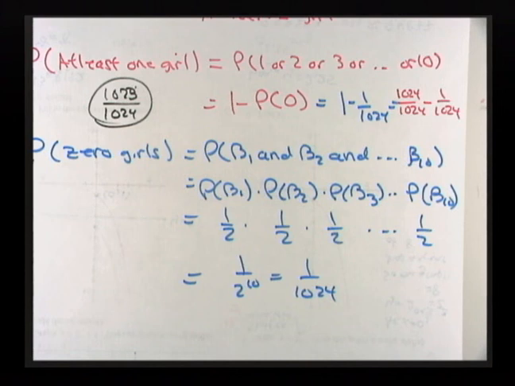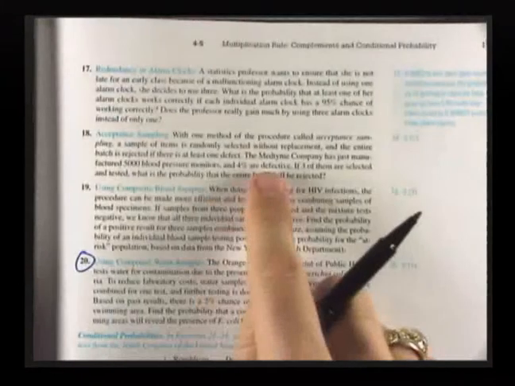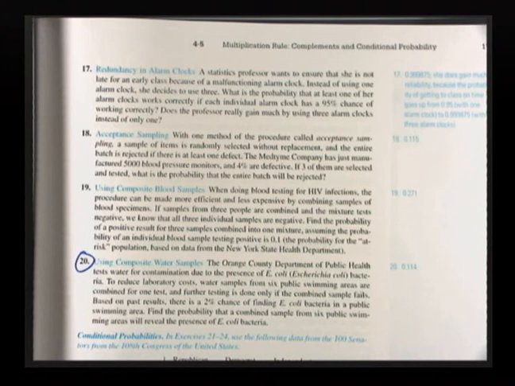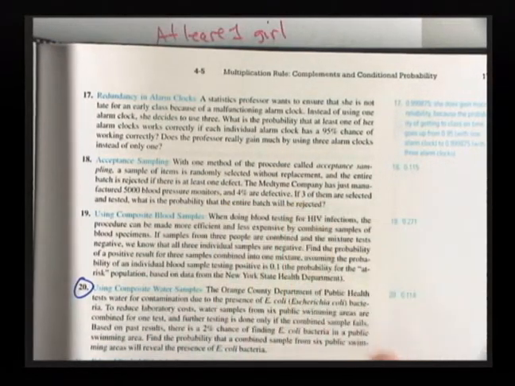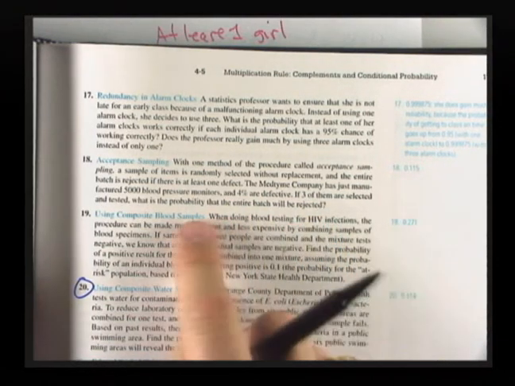Problem number 18. This is kind of like a replay of what we did earlier, but I just try and reinforce some of what we've done. With one method of the procedure called acceptance sampling, a sample of items is randomly selected without replacement, and the entire batch is rejected if there's at least one defect. If the MedTime company has just manufactured 5,000 blood pressure units and 4% are defective, we want to find the probability that the entire batch will be rejected.